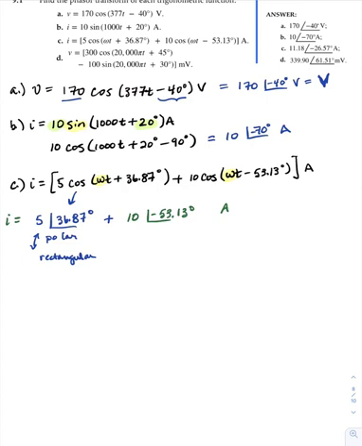So our real component is 5 times cosine 36.87 degrees, which is 4, and our imaginary is 5 sine 36.87. That would give us 3. So in rectangular form, this is written as 4 plus 3j.